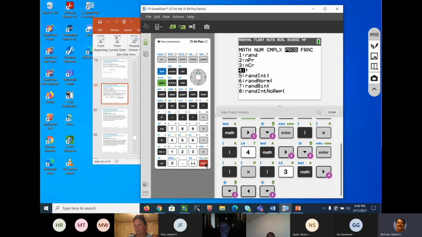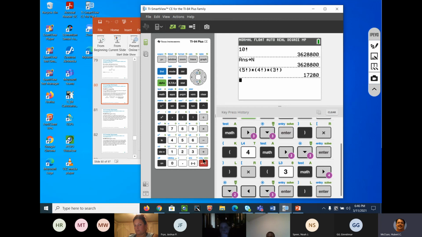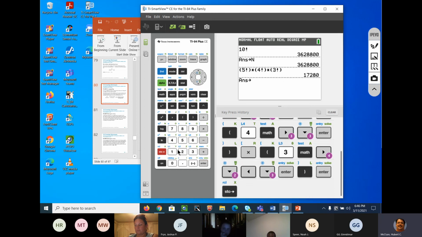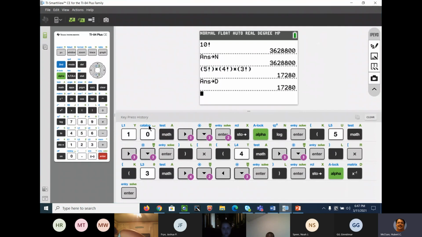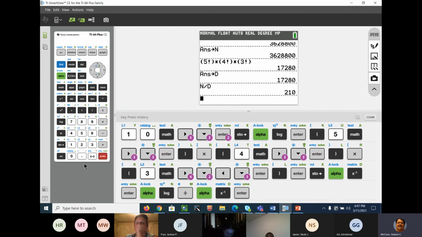I'm about to reach my limit, y'all. And that is, I'm going to stow that. That's my denominator. So I'm going to call it alpha D. And now you just take the numerator. I'm going to clear it. I'm going to leave that up for a few seconds so you can see the keys that I punched. Now, take alpha N and divide by what? Alpha D. My numerator divided by my denominator. And what's my answer? 210.